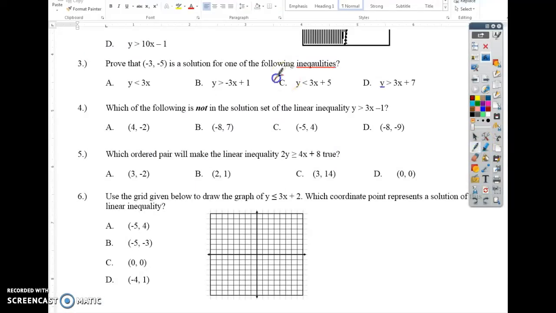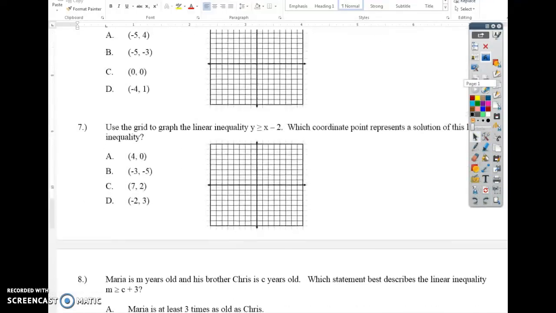So remember, number 3 was C. Do the same thing for number 4. Do the same thing for number 5. Number 6, you're going to have to graph it and see which one is a solution. So number 6 and 7 are similar, so I'm going to do number 7 and you do number 6.